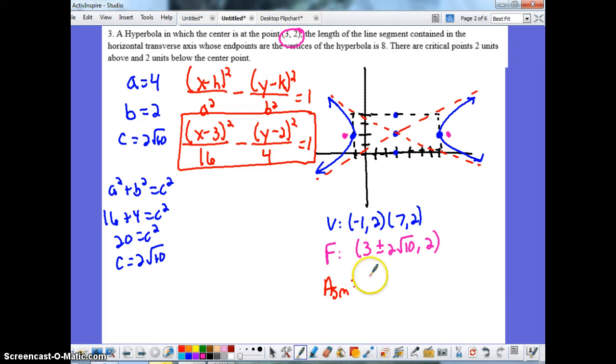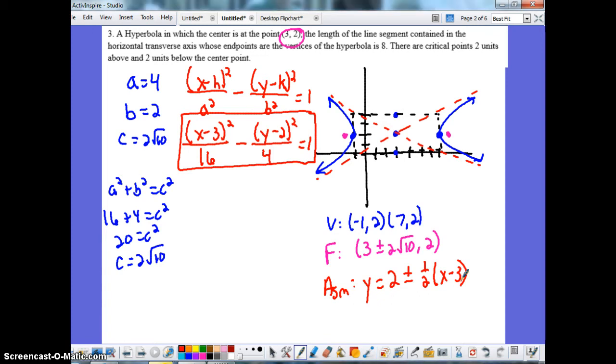All right, finally my asymptotes. When I do this, this is going to be y equals k. Remember, k is the y value of the center, so that's 2. And then plus or minus. Since this is the horizontal, we have to do this as b over a. Remember I talked about HBO. So it's going to be 2 over 4, and 2 over 4 is going to reduce to 1/2. And it's going to be x minus 3 for the last part of that.